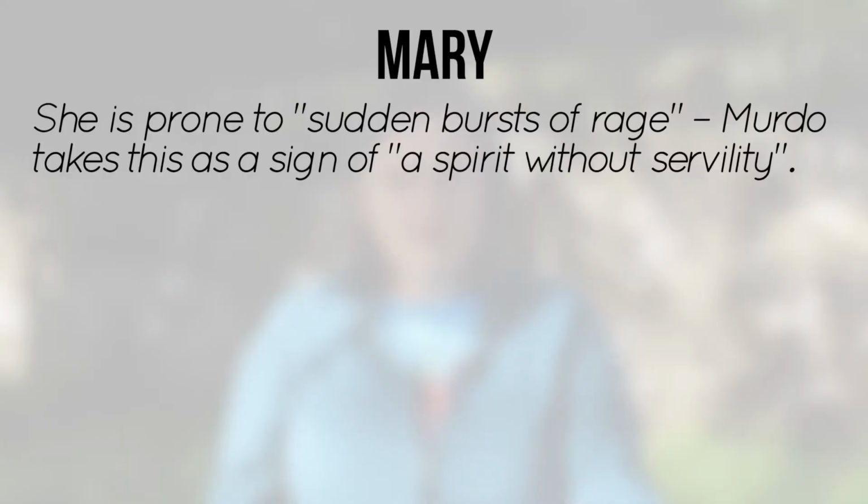We also learn that Mary is prone to sudden bursts of rage. A volatile temperament is not unusual in highly creative people, and Murdo takes the rumours in the village of Mary's anger as being the sign of a spirit without servility. Mary's independent spirit is attractive to him, since he believes one couldn't marry a clod, which is a hint that he is thinking of Mary in a romantic context even at this point.